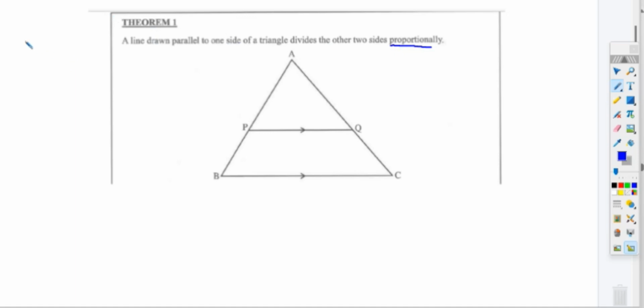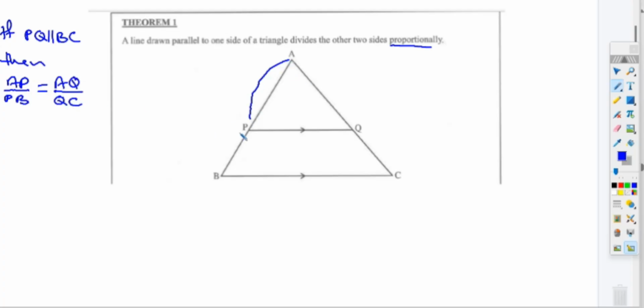What this theorem tells us is that if PQ is parallel to BC, that is these two lines, then AP over PB will be equal to AQ over QC. That is AP over PB will be equal to AQ over QC.